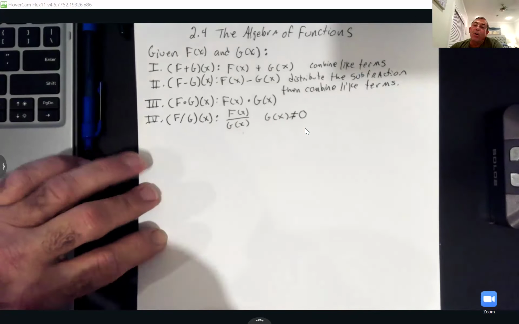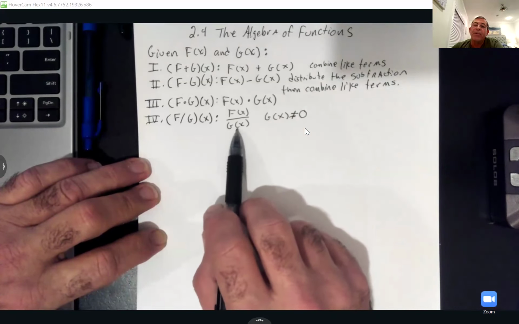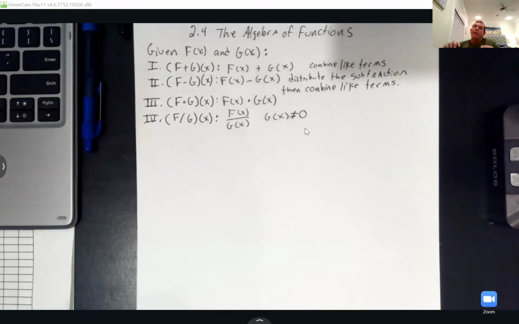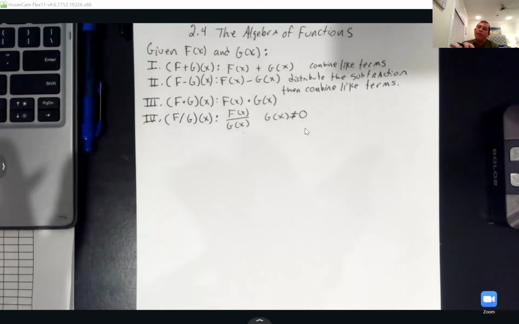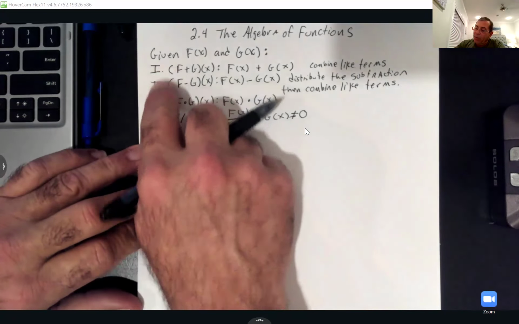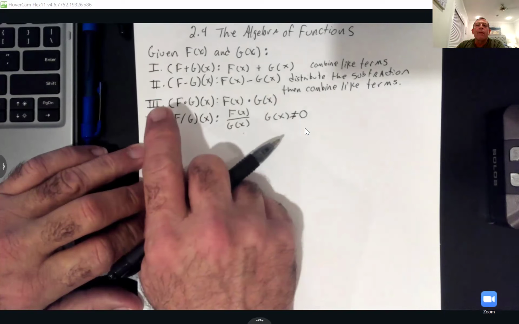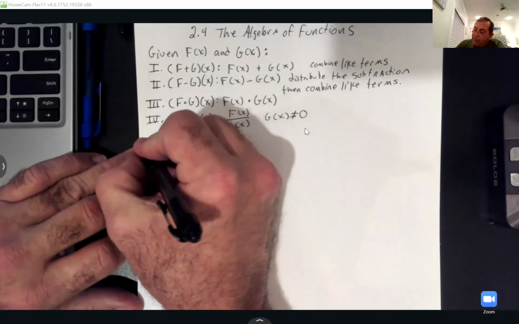So if we're looking at a domain on one of these, and I got a function down on the bottom of the fraction with a variable, then there might be numbers that I cannot put into that function if it makes it equal 0 down there, okay? So the four operations we're looking at today.